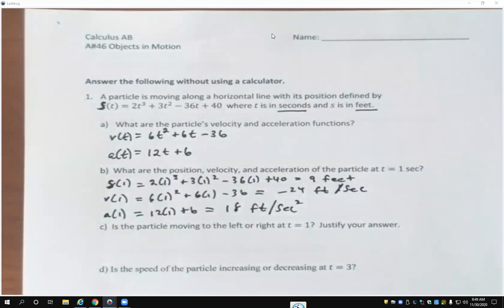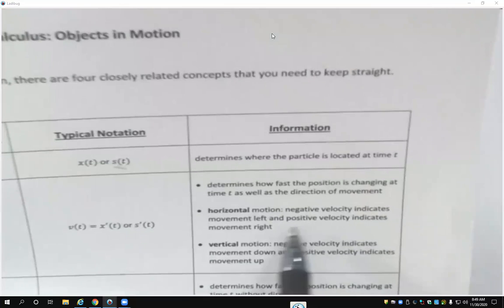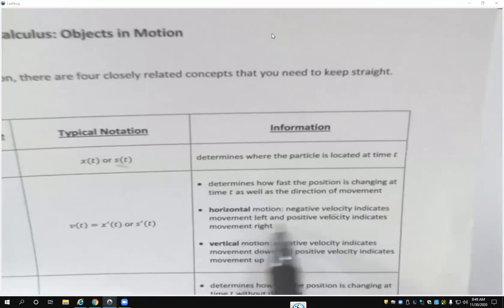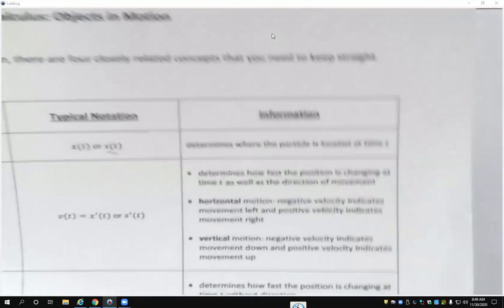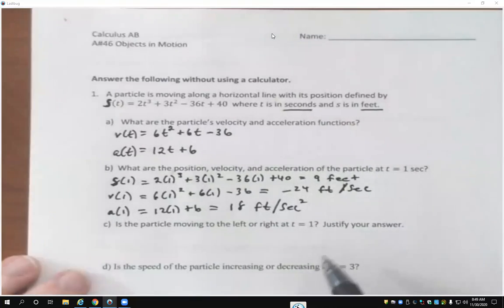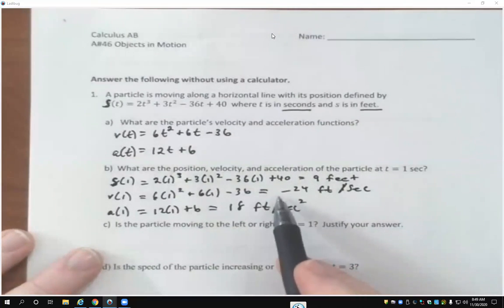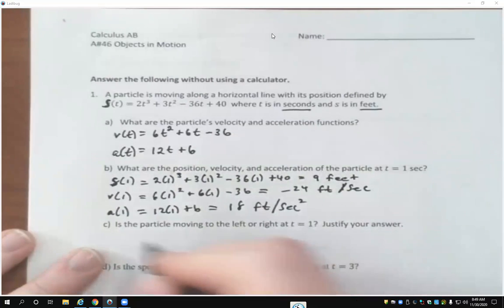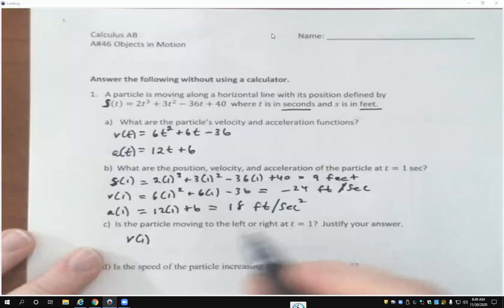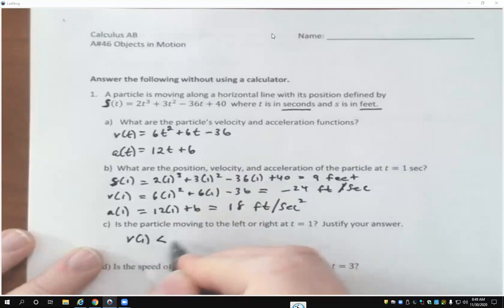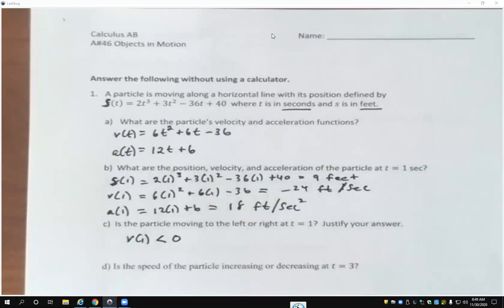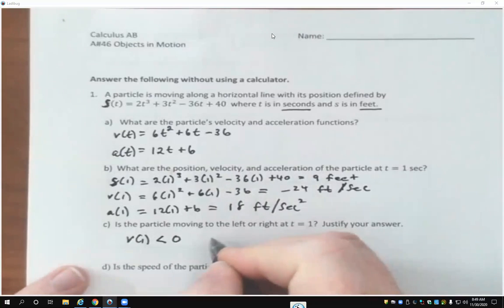All right, question C, is the particle moving to the left or is it moving to the right at t equals 1? Okay, so if you go back to the piece of paper at the beginning, it tells you we are moving to the left when velocity is negative and we're moving to the right when velocity is positive. Well, at time t equals 1, velocity is negative. So we're going to justify first by saying v of 1 is less than 0, meaning we're negative. So therefore, to the left.